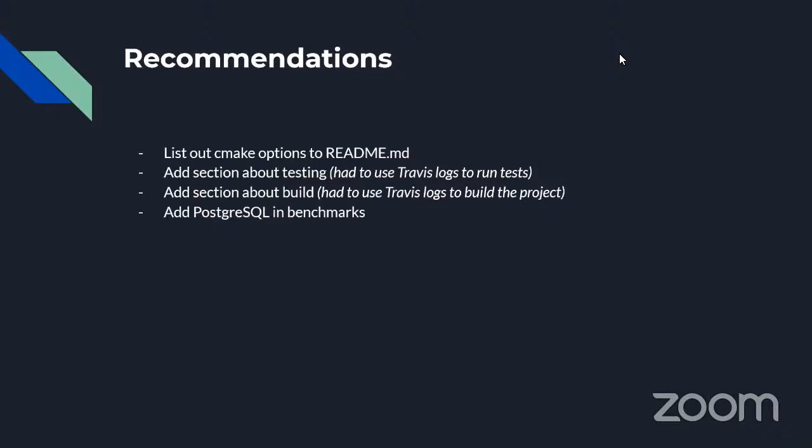And the next one is to add a section about testing, because we've spent a lot of time going through the CI/CD logs and understanding how to run the tests. And a section about the build is also important, because I'm not sure, probably it should not run on Windows. And even for Linux, we had to figure it out from CI/CD logs. And about the benchmark, Postgres is one of the most popular databases, so probably it would be nice to add this database into the benchmark as well. So that's it. Thank you for your attention.